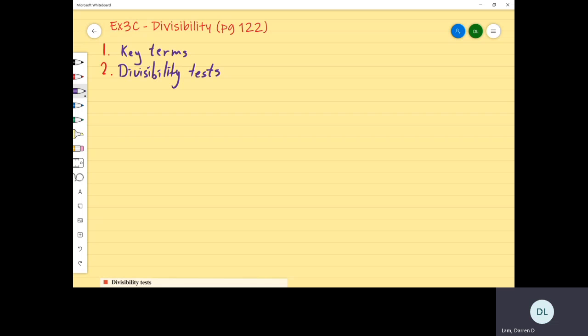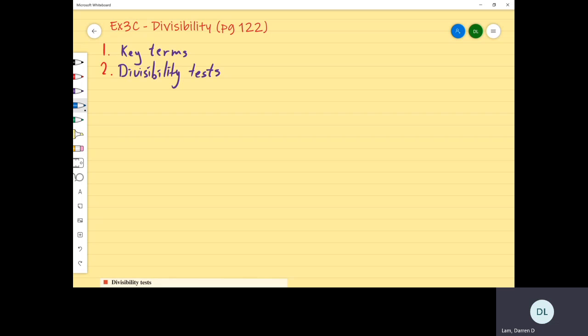Divisibility is the noun for dividing, basically means to split something up, right? So we'll be going through two things this video. First off, we'll be going through key terms of divisibility, and then we'll be going through divisibility tests. Now, this is actually in your textbook, so if you turn to page 122, it'll be there. So let's start with key terms.